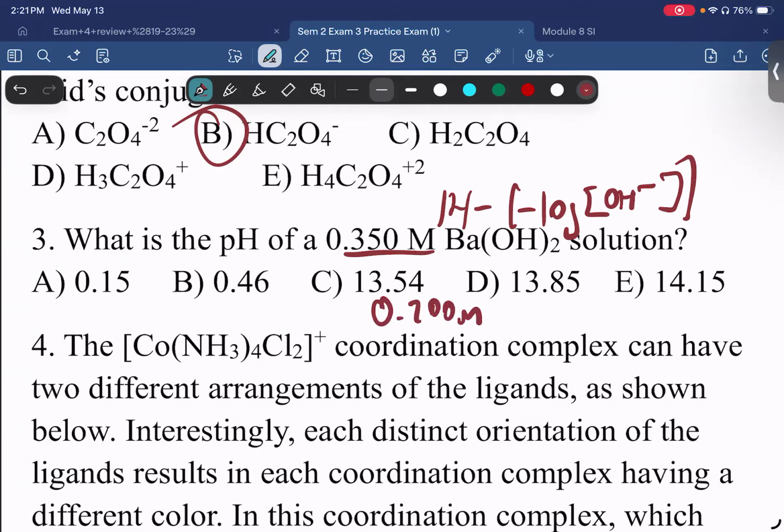And so when I do this on the calculator, let me pull up my calculator. I need to put batteries in my calculator. So 14 minus the negative log of 0.7. And I got D as the answer.